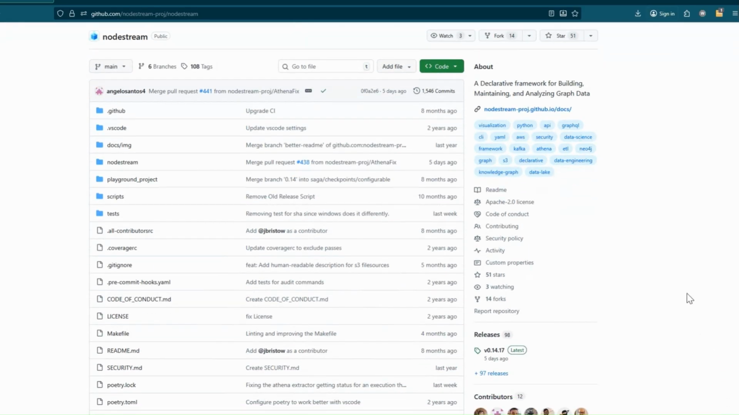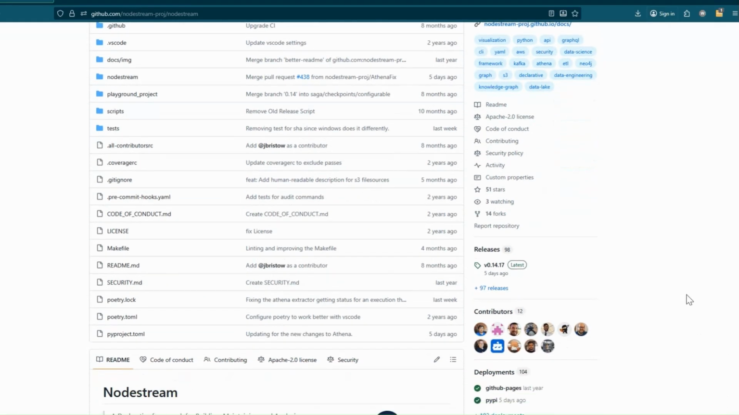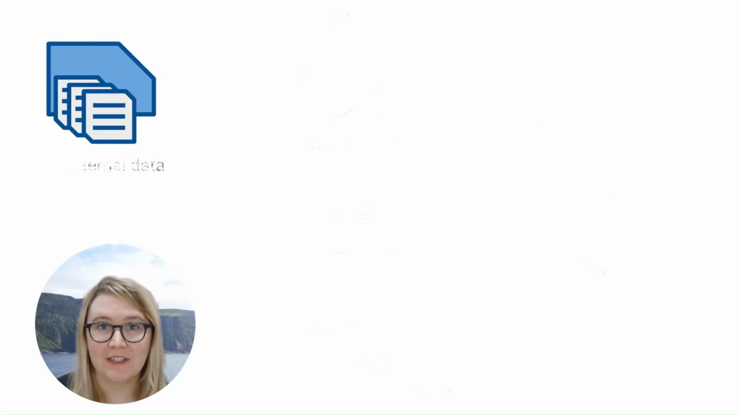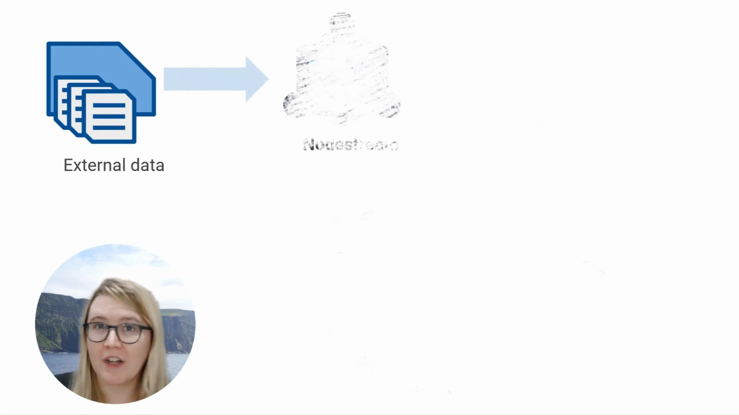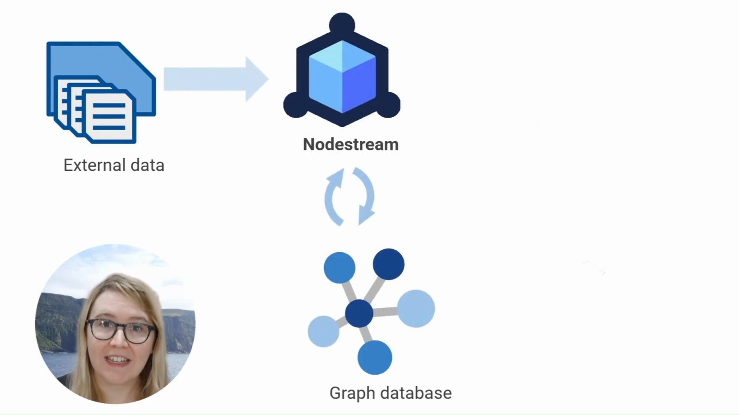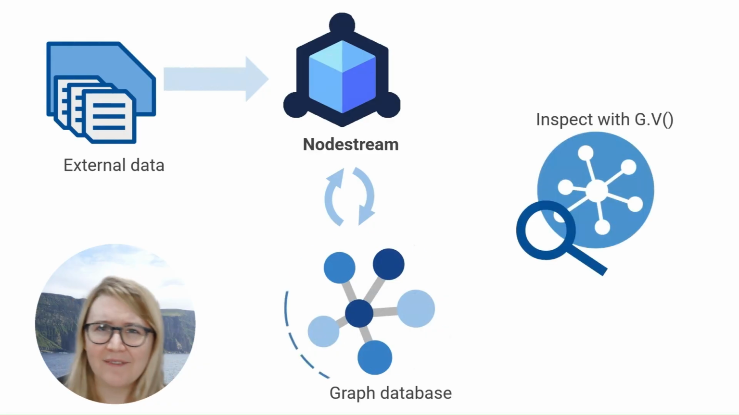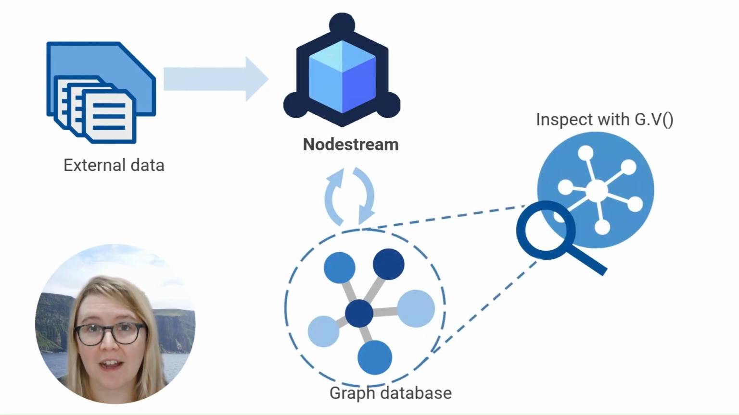Today, we're going to talk about Nodestream, a Pythonic open source framework for graph-based ETL operations. Nodestream is available on GitHub if you're interested in following along today. So what we're going to do is take some data, run it through Nodestream, and turn it into a graph. And then we'll inspect our results with g.v and see what kind of visualizations we can make from our new graph data.